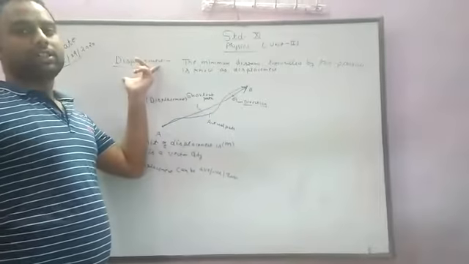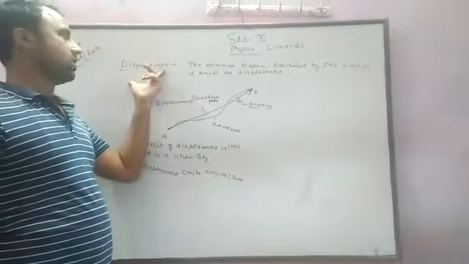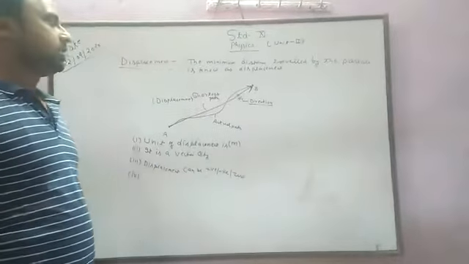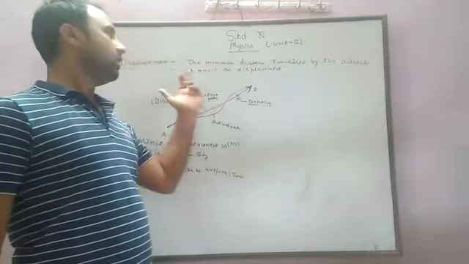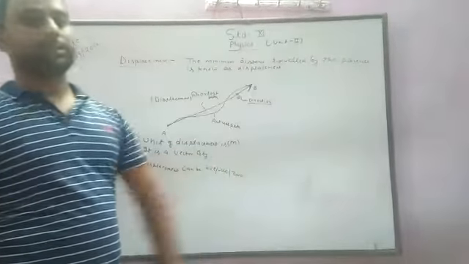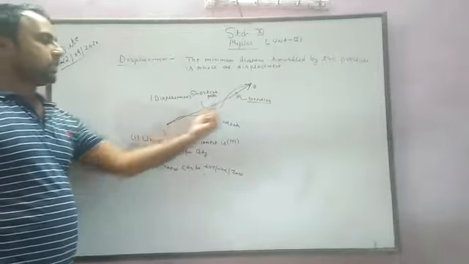In the previous lecture we have discussed the distance. Now we are discussing the displacement. What is the displacement? The minimum distance traveled by the particle is known as displacement. This is the minimum shortest distance.